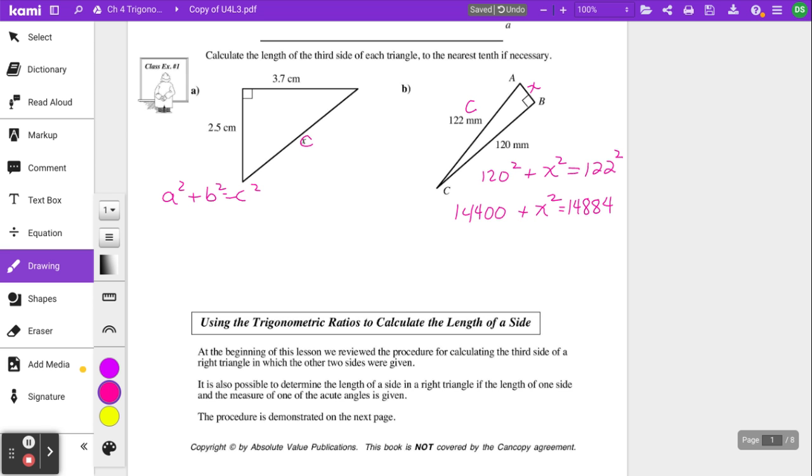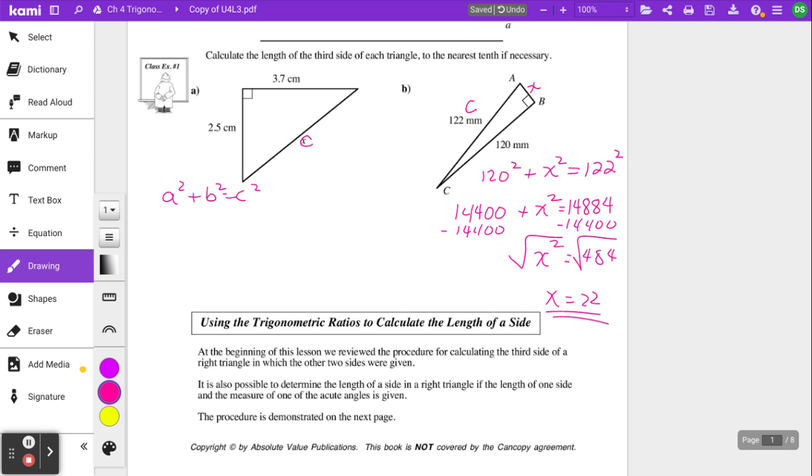See it? Okay, so to finish, you'd have to subtract 14,400. You would end up with x squared is equal to 484. And your last step to finish, Ashlyn? Square root, and that's going to be, I'm going to guess 22. Yep. So the side length of x is 22.